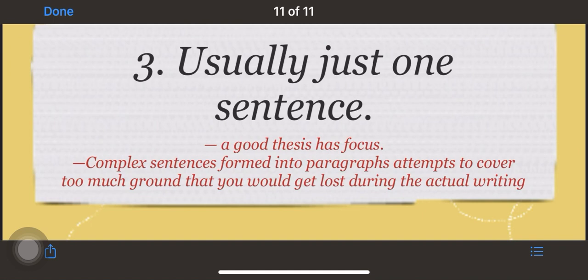So a good thesis would have focus. So yung one sentence na yon, nandoon na yung buong idea ng paper, yung buong kabuuan ng thesis, kung ano ba talaga yung thesis all about. So complex sentences formed into paragraphs sometimes attempts to cover too much ground that you would get lost during the actual writing. Kaya din, yung format natin, hindi natin nilalagay sa buong statement of the problem o sa buong introduction. Pwede naman yon. Pero for first-time writers like you are, ay sa tingin ko mas mabuti na talagang ihiwalay siya para alam mo agad at alam ng bumabasa ng iyong thesis na ito ang iyong gustong i-prove.